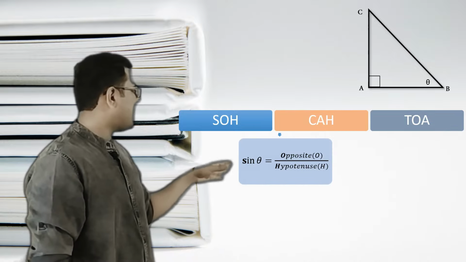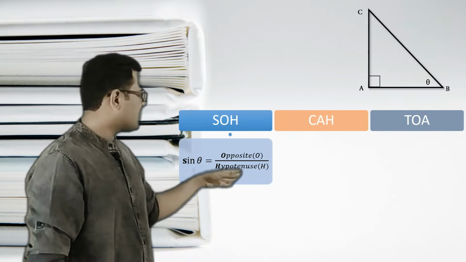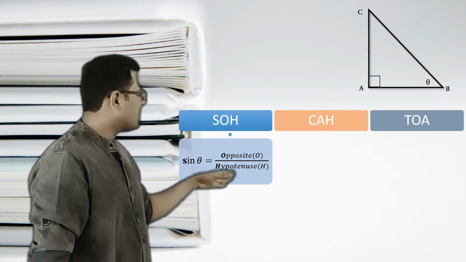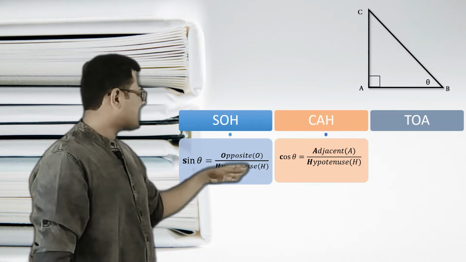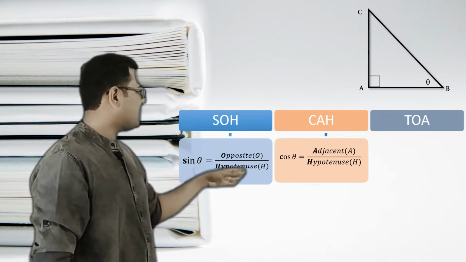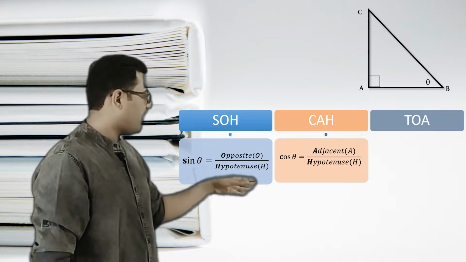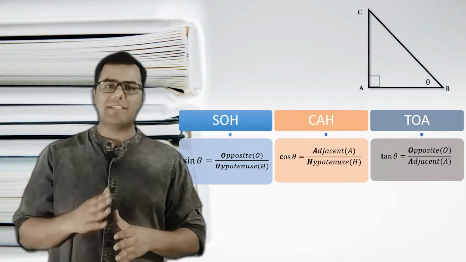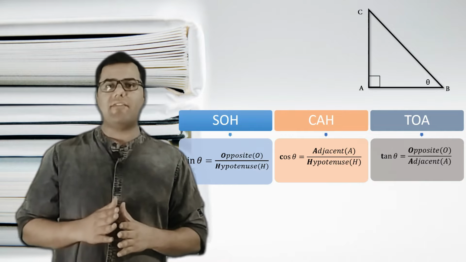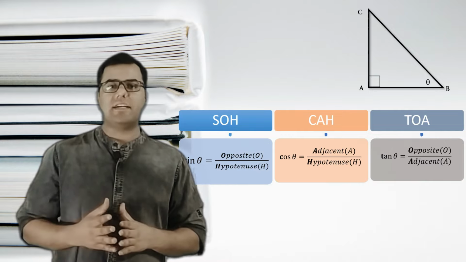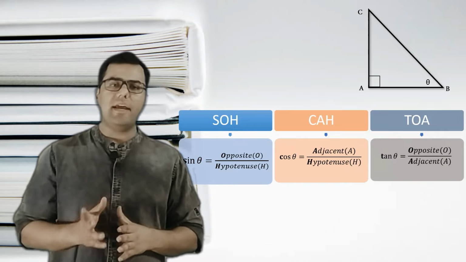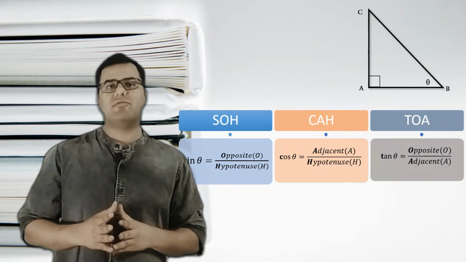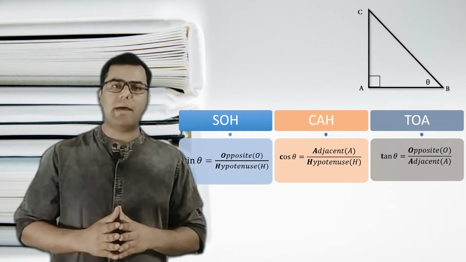SOH means that sine equals opposite by hypotenuse. Similarly, CAH means cosine equals adjacent divided by hypotenuse, and TOA means tangent equals opposite divided by adjacent. You must remember this mnemonic and you will never confuse between sin theta, cos theta and tan theta.